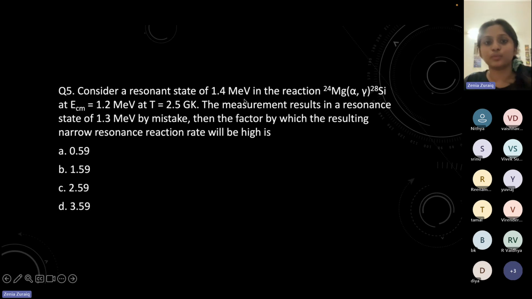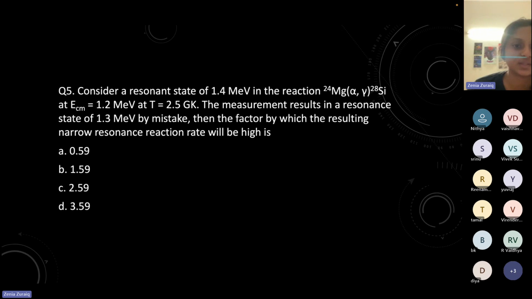So they have given you a resonance state at some temperature, but the resonance was wrongly measured. So what is the factor by which the resulting narrow resonance rate is higher? You have to use a formula for resonant rate, which was probably discussed.